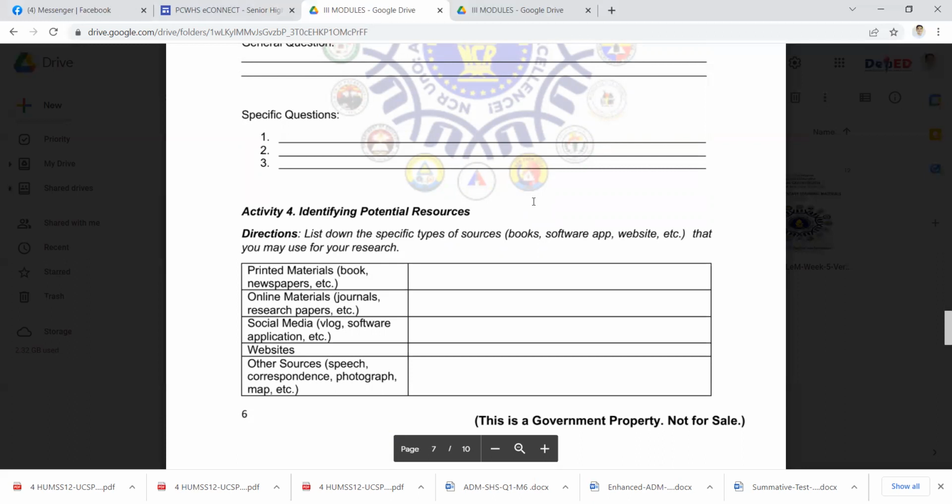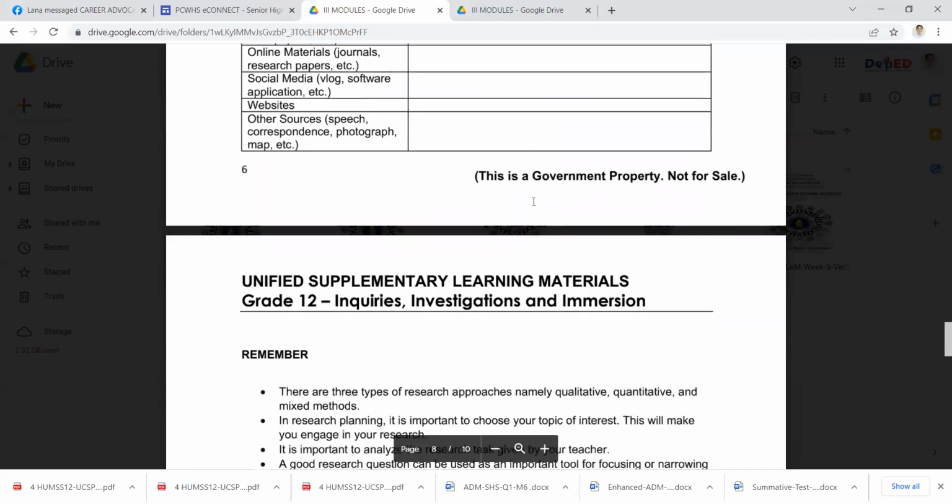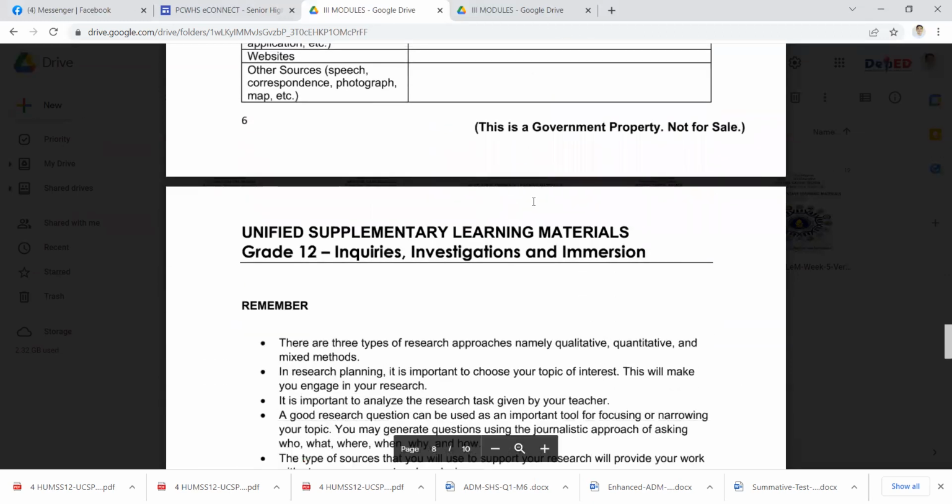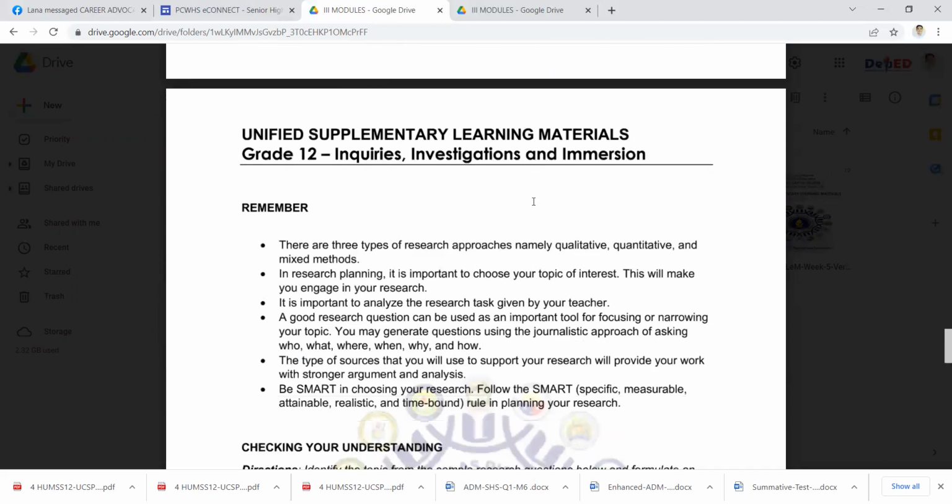Now, to continue, our day number 2 is about what? Okay, now moving on, things to remember. There are 3 types of research. Okay, there are 3 types: the qualitative, the quantitative, and the mixed method.